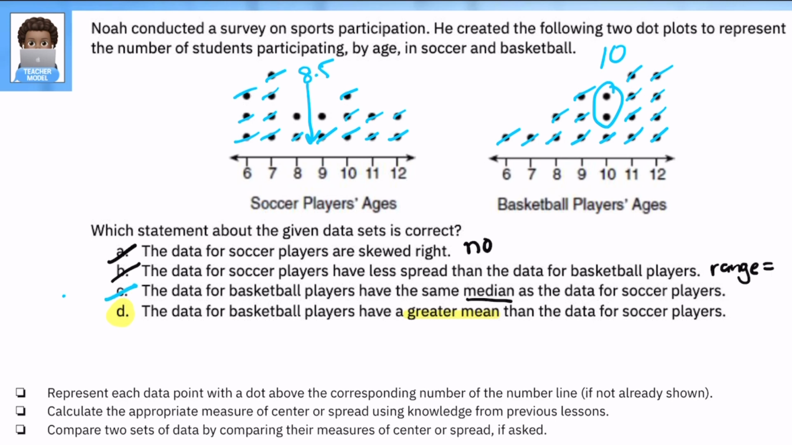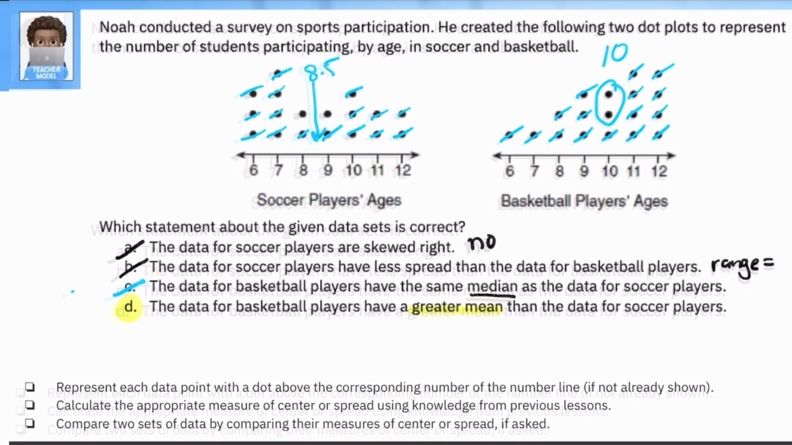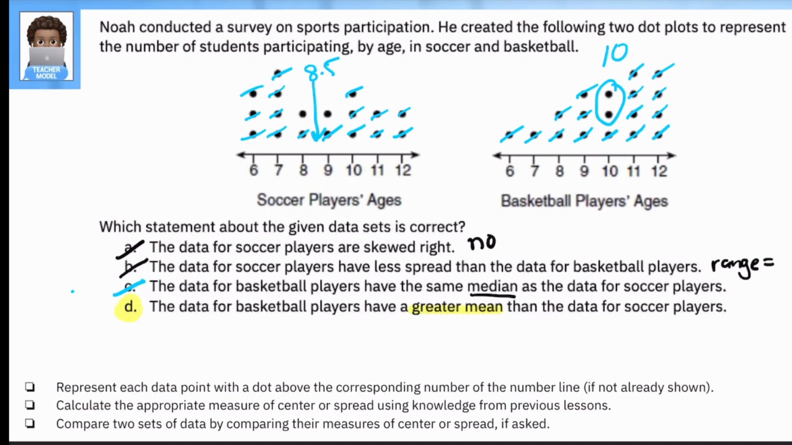And like I said, if you went and actually added up all the numbers, you would see that the average mean for our basketball players would be higher than our soccer players. For the basketball players, our sum total would have been 178 divided by 18 gives us 9.8 repeated. And for the soccer players, it was 156 divided by 18, which gave us 8.6 repeated. So that one is the one that is correct.